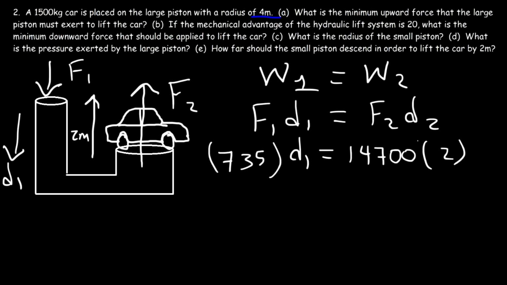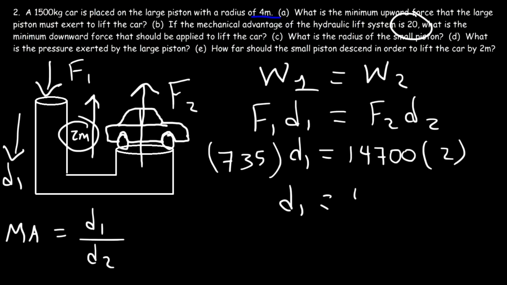Now keep this in mind. The large force is always associated with the shorter distance. The small force has to be exerted over a longer distance. So D1 should be much larger than 2 meters. In fact, since the mechanical advantage is 20, we know that the distance that we have to push the small cylinder down has to be 20 times the distance that the car is going to lift up. So the mechanical advantage is the ratio between D1 and D2. So D1 is going to be 20 times 2, so it's going to be 40 meters. So you can also use this equation to get the answer. Or you could say 14,700 times 2 divided by 735, and that will give you the same answer, 40 meters. So there's multiple ways in which you can get the right answer.